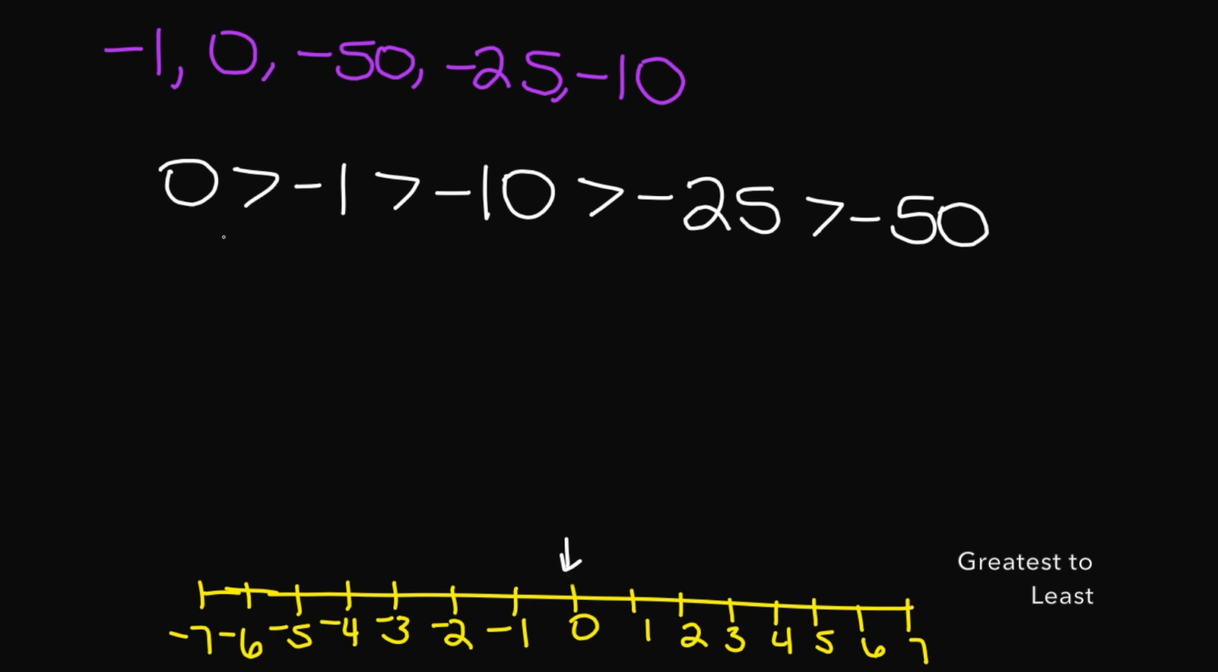And in this example, remember that 0 is going to be your largest number, and then -50 is going to be the smallest number. And all of these numbers in the middle, so my -1, my -10, and my -25, you are going to see that these numbers are closer to 0 than -50. So that's why -50 is smaller.